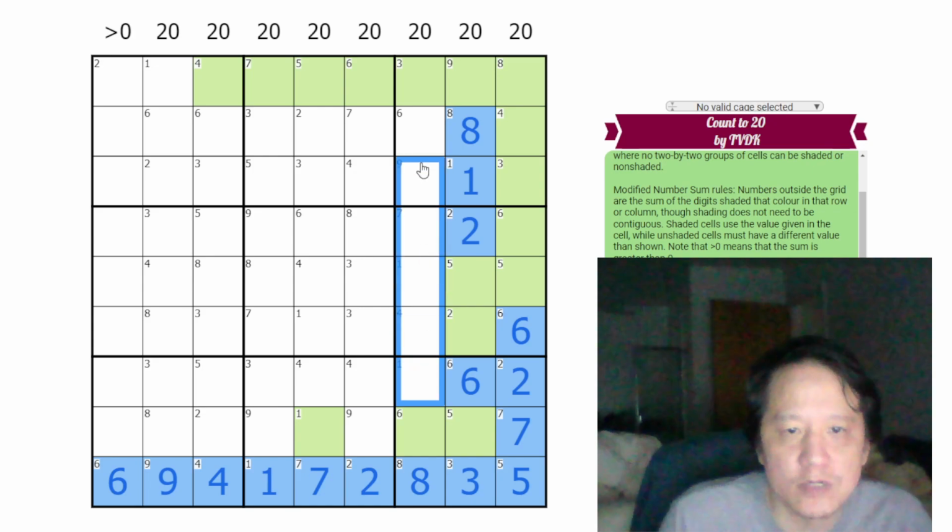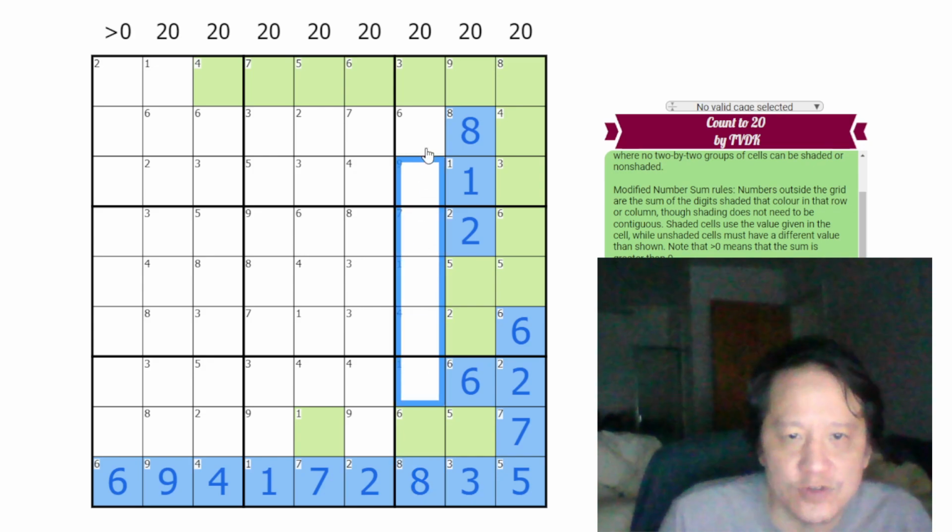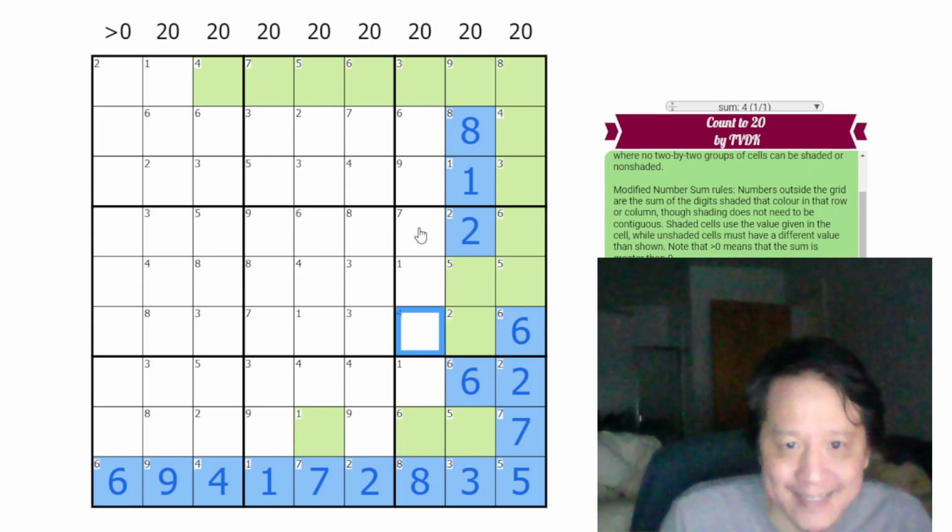This is 8. The rest have to add up to 12. So it has to be... It cannot be 2 of these, right? Because if it's 12, it'd have to be 3 and 9. There is no 3 available. It'd have to be 4 and 8, but the problem is we already have an 8. Or 5 and 7, and there's no 5 and 7. So it cannot be 2, so it has to be 3 of them. So it has to be 1, 4, and 7 that adds up to 12.